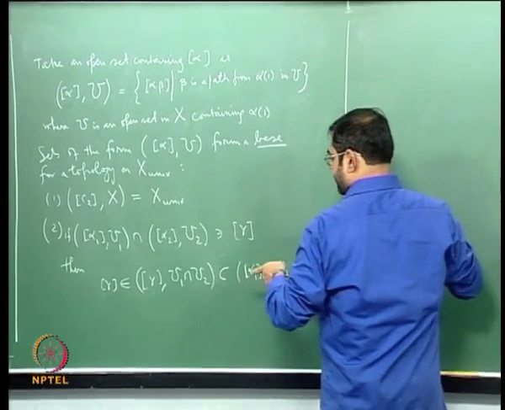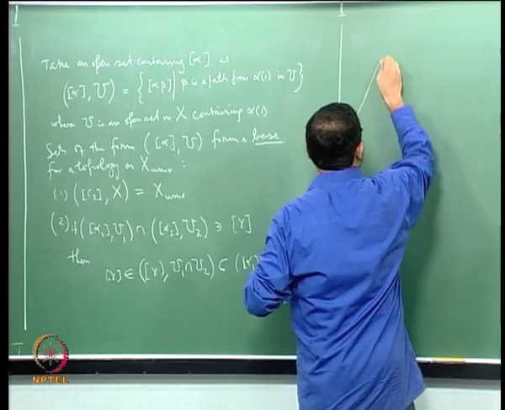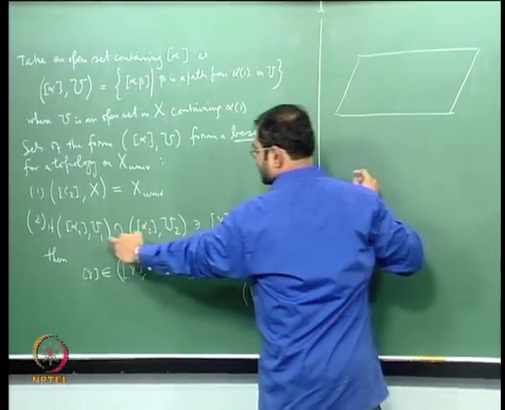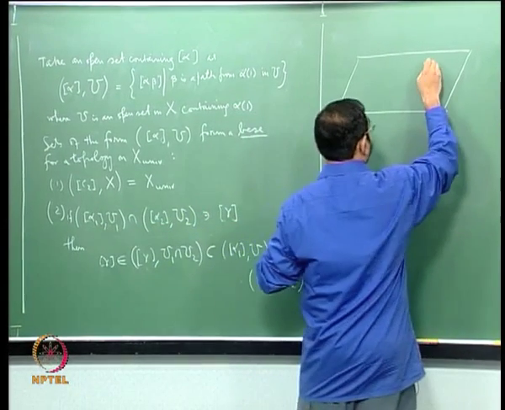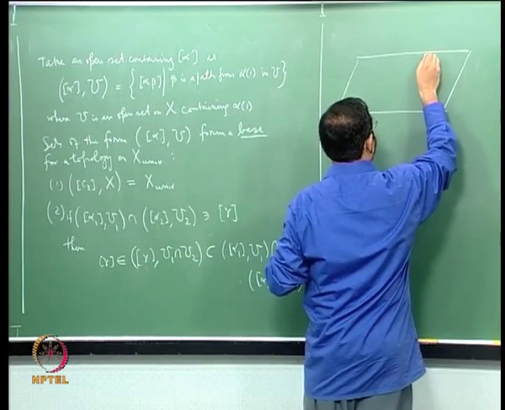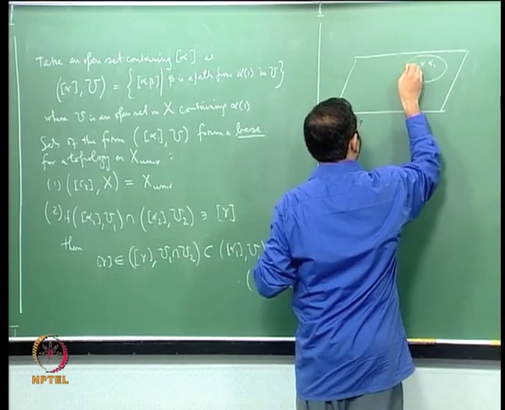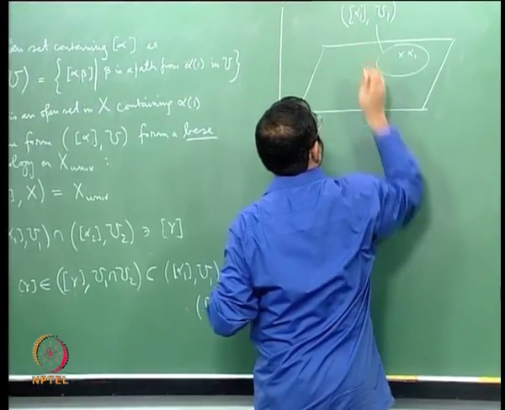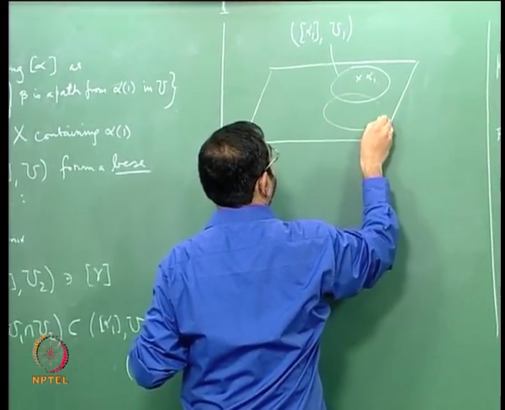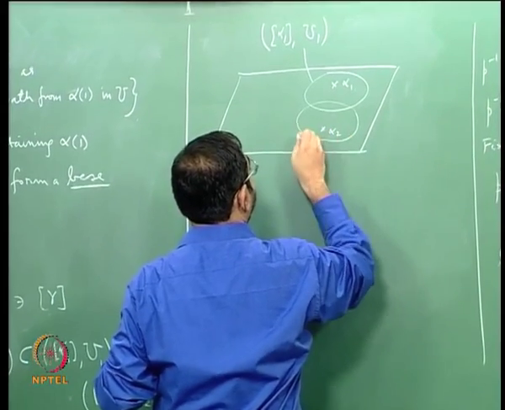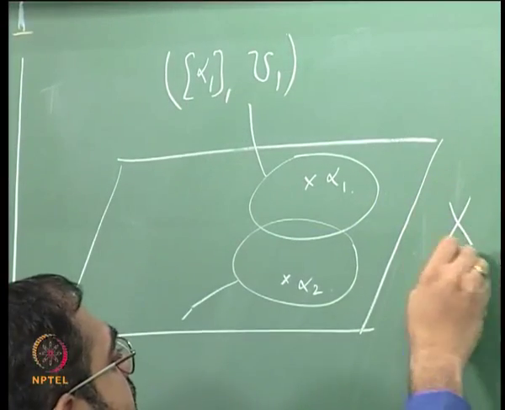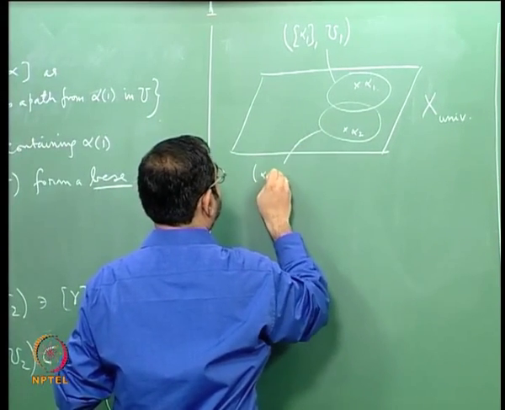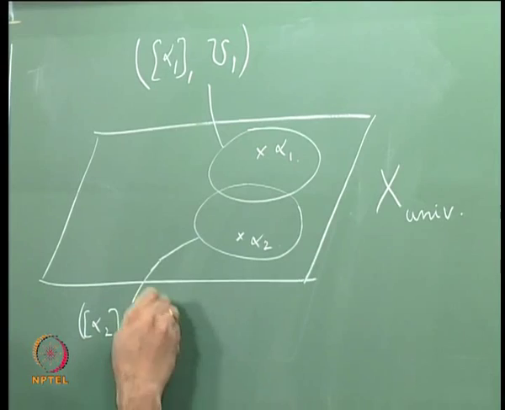So you see above you have two points, so you have two neighborhoods of alpha 1 and alpha 2. So here is alpha 1 and then you have a neighborhood, which is alpha 1 comma u1, and then I have another, so that is alpha 2 here, and this is all in x unip, so this is alpha 2 u2.